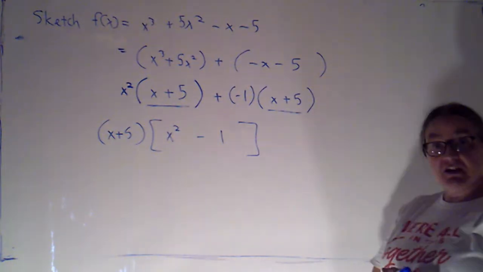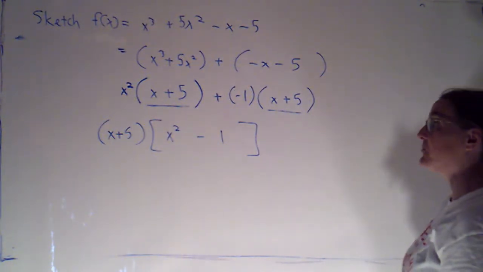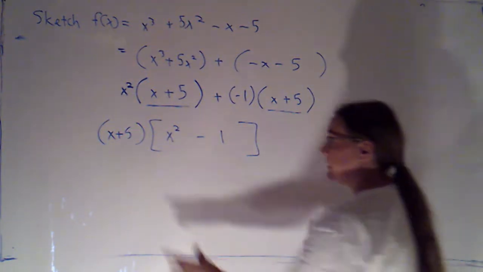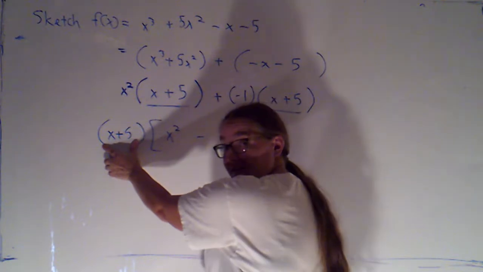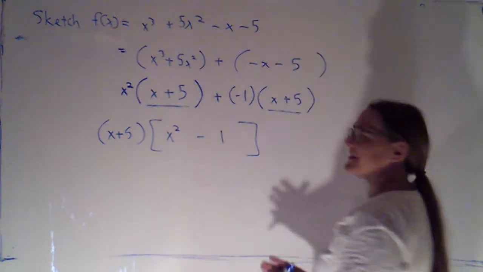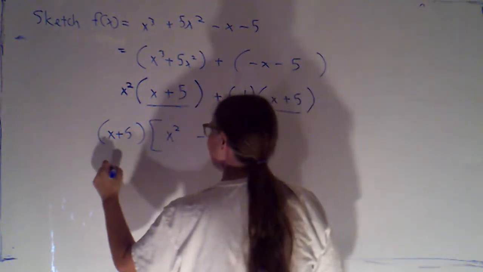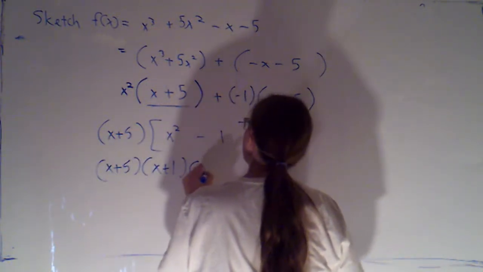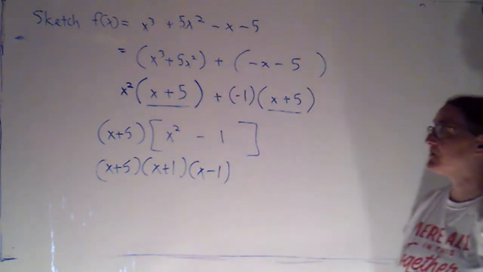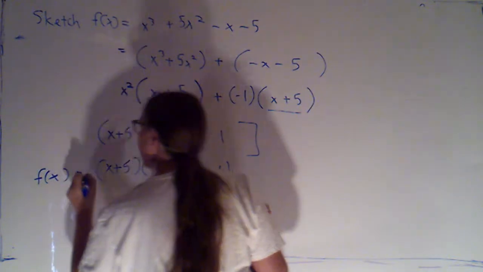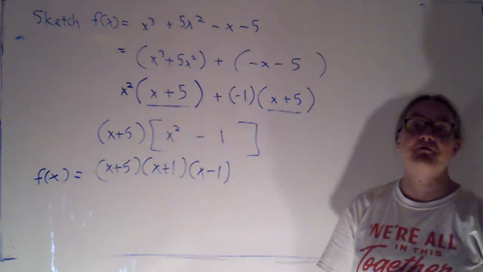So we've partially factored by using some grouping. Now I want to look and see, can I factor anything further? Now this is already a linear factor. It's not going to break down anymore. This, oh, that's a difference of 2 squares. We've seen that one before. So that's going to be x plus 5 times x plus 1 times x minus 1. So this right here is our f of x in factored form.